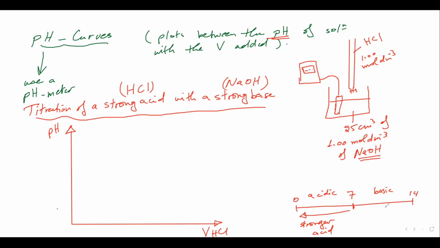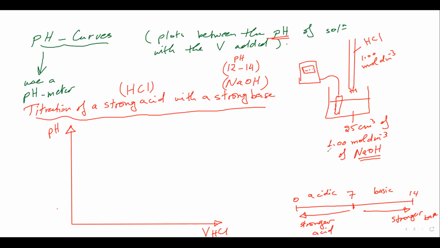If you are having a base, it starts from 7. Whatever is near 7 means it's a weak acid or a weak base because it is near neutral. But as the pH goes higher, as you go to 14, it's a stronger base. So the more we approach 0, the stronger the acid, and the more we approach 14, the stronger the base. So if you have something like sodium hydroxide, as we know from O level that it is a strong base, then its pH will be between 12 and 14.